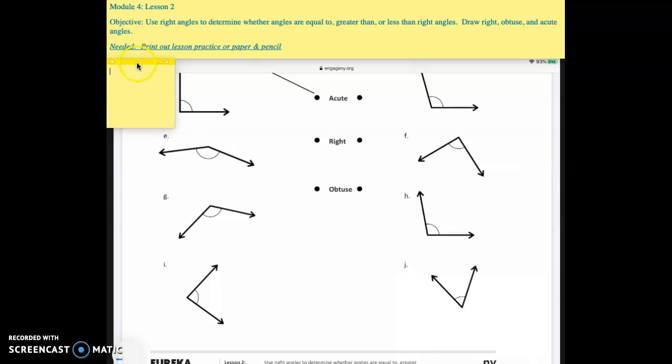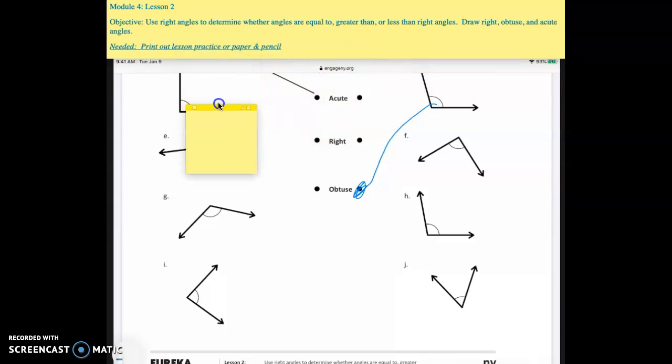All right, here's my little template with my right angle on it. I was checking this one. We decided it was obtuse, so I'm going to connect that to obtuse. Then let's move on to, I think we already did that one.